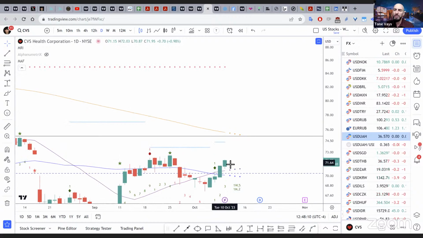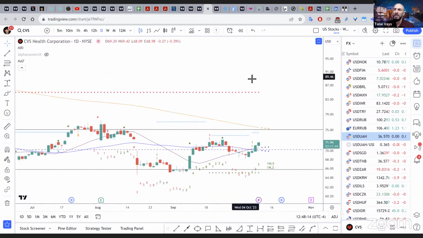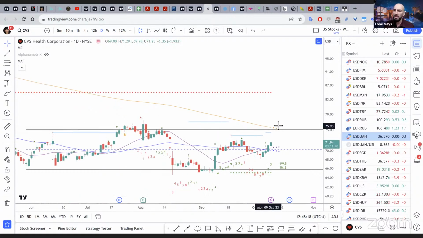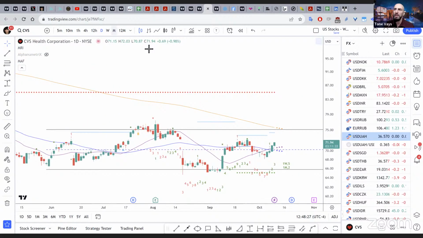Broke two moving averages. Yeah, I'd be bullish on CVS, especially when their competition is going out of business, like Rite Aid or something. Resistance at 75. If it breaks that, then up we go to 85. Definitely looks bullish to me on CVS.